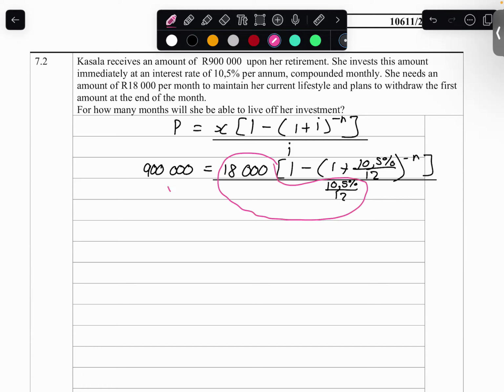Right? So 900,000, press the divide sign on your calculator and punch in the bean. That's going to give you 7 over 16. Then you're going to take 7 over 16 is going to give you a 1 minus (1 plus 10.5% over 12) all to the minus n. This is what you're left with, right? You're going to take this 1 over, right?